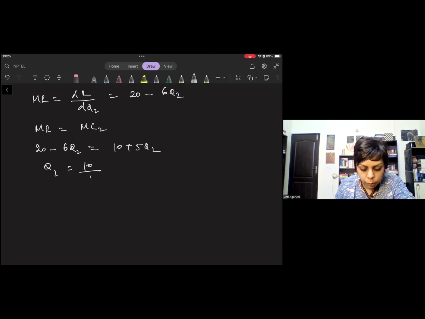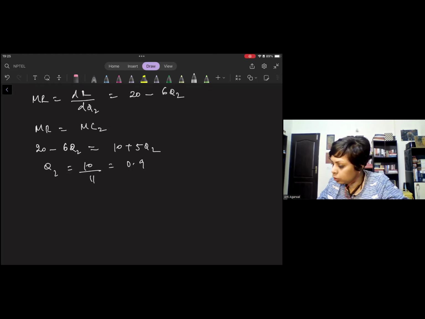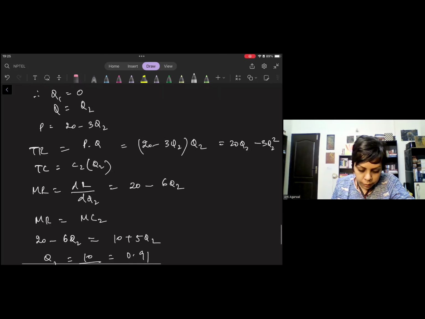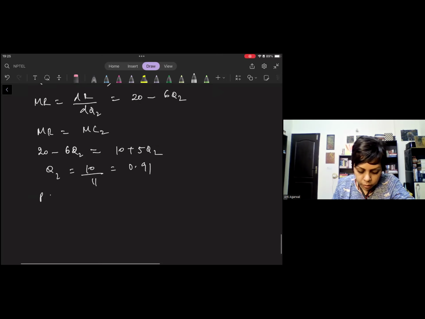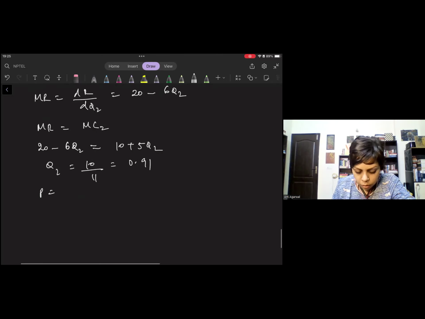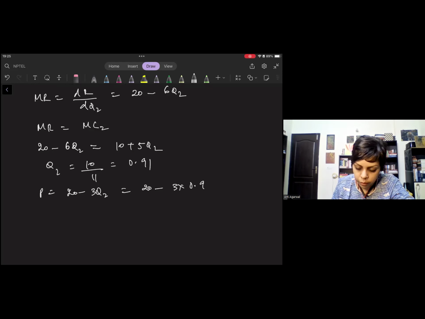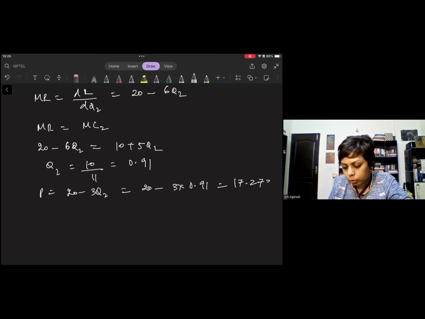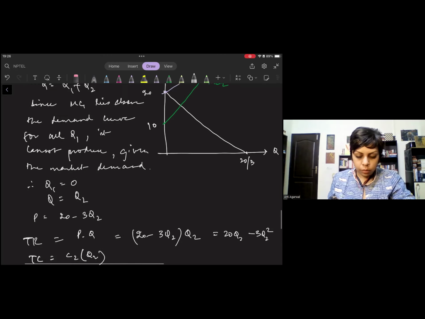Q2 is equal to 10 upon 11. This comes out to be something like 0.91. And from here, you can calculate the price, which is 20 minus 3 Q2, which comes out to be 17.273. So this is the approach.